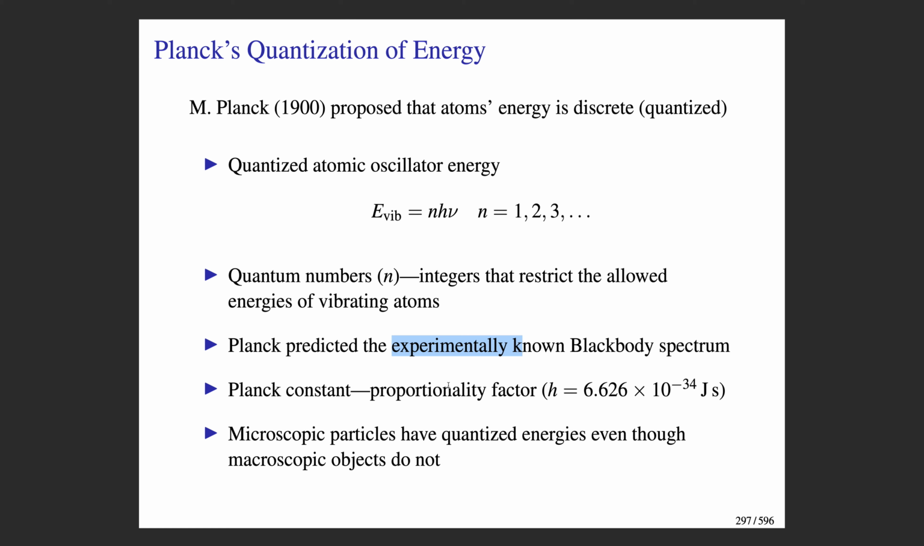He was able to fit his model to the data and find the proportionality factor h, which we now call the Planck constant. This is a fundamental constant of the universe. It has the value of 6.626 times 10 to the minus 34 joule seconds. You can see that energy should be measured in joules. Hertz is measured in reciprocal seconds, and so the units of Planck's constant should be energy times seconds.